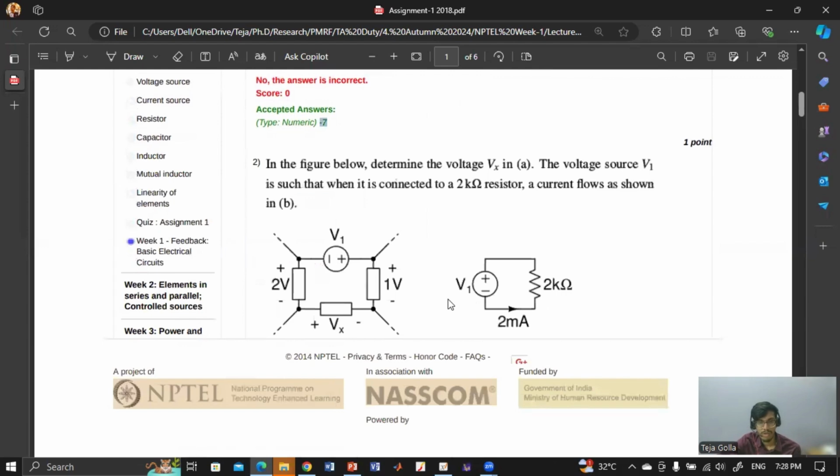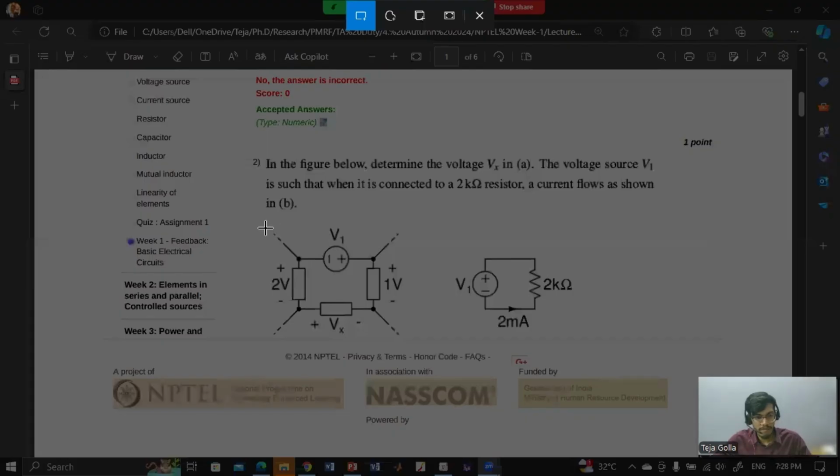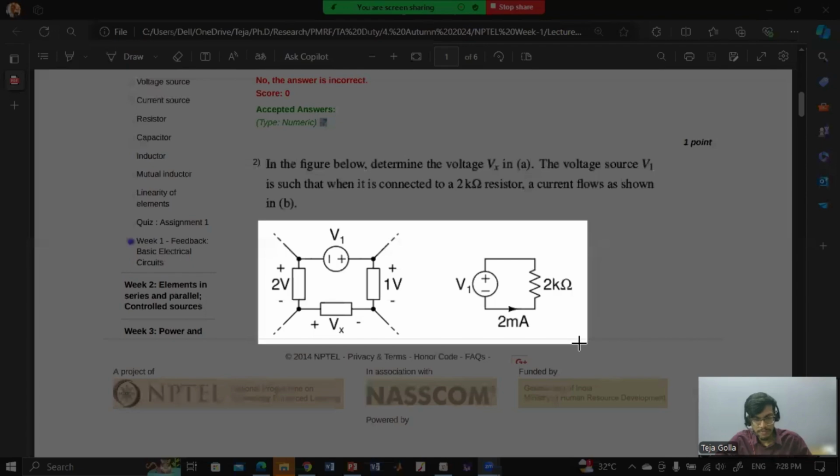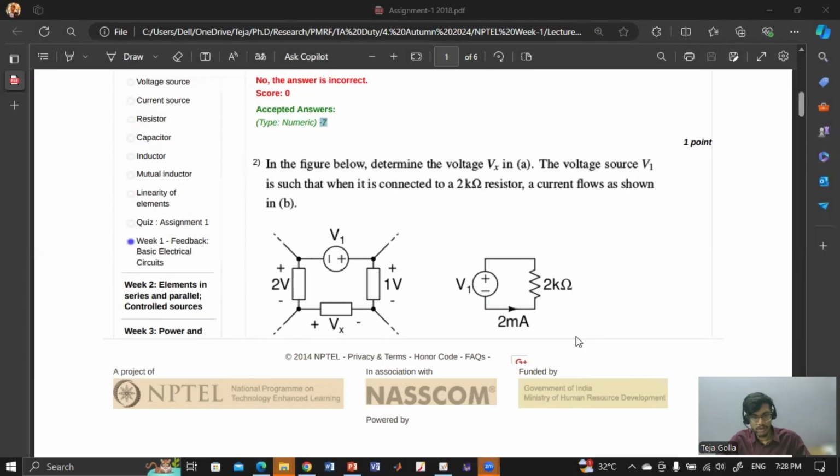Yes, sir. Okay. So now we'll solve this problem. Here you just go through. They are saying what is the voltage of Vx, and V1 can be obtained from this. So here, which one, whether KCL or KVL, needs to be applied? Anyone? KVL. Okay, KVL.